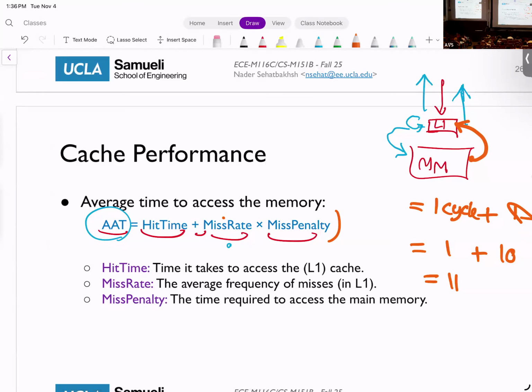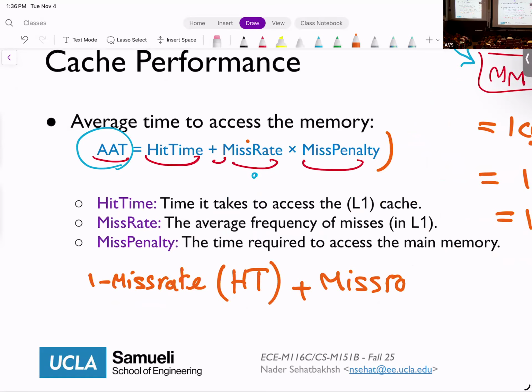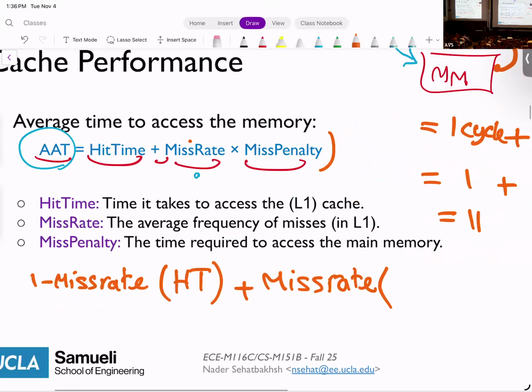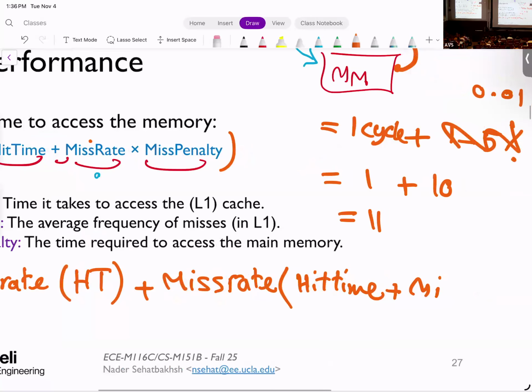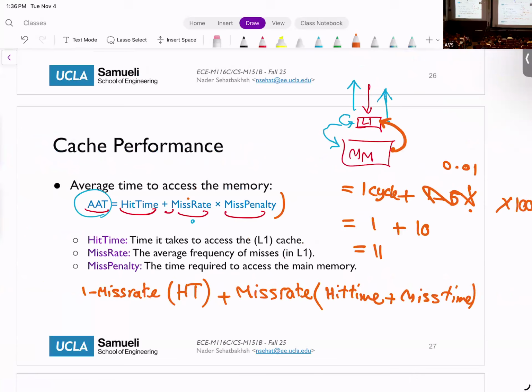And then you can also write this formula this way. You can write 1 minus miss rate times hit time, plus miss rate times hit time plus miss time. These are the same. This results in the same thing, right?